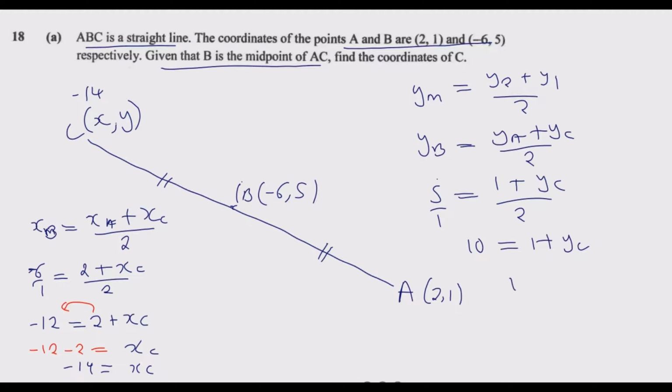Then we have 10 minus 1. The moment this one crosses the equal sign here, it becomes a negative, is equal to YC. Then 10 minus 1 is 9, equals YC. So the value is equal to 9. So here we have 9. So this is how you find the coordinates of C. So C is negative 14, 9.